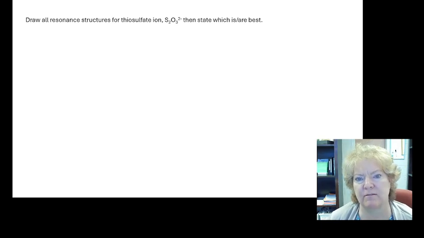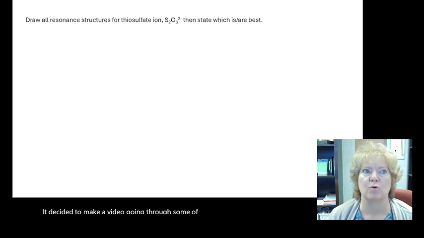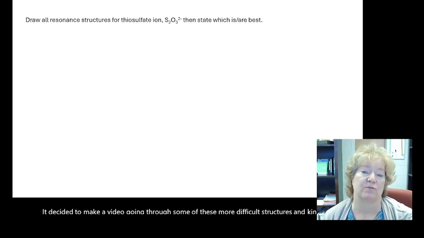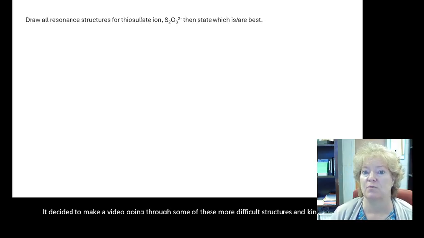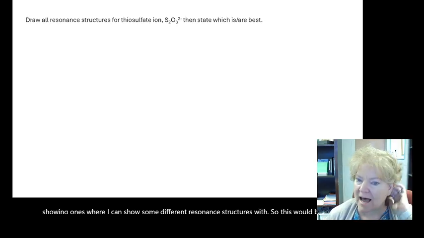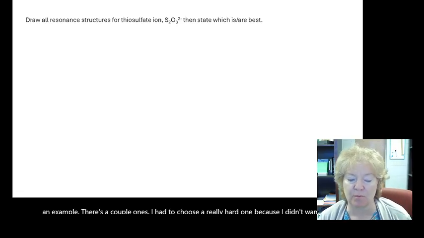I decided to make a video going through some of these more difficult structures, showing ones where I can show some different resonance structures. So this would be an example. I had to choose a really hard one because I didn't want to use any of the ones that are on your homework problem.